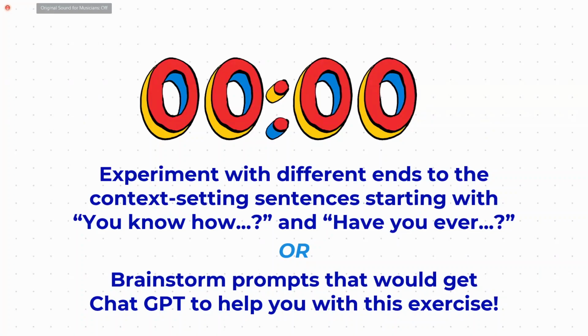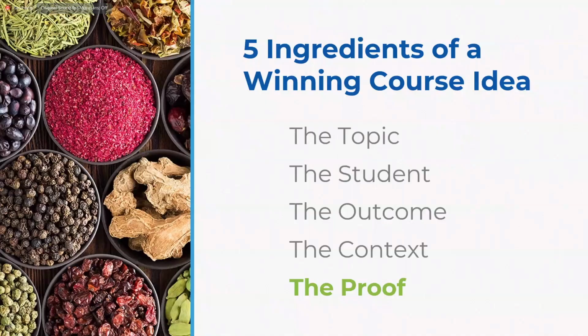So we've got 4 ingredients so far: the topic, the student, the outcome, and the context. Now we come to the 5th ingredient to a winning hybrid course idea, which is the proof. The point of a proof is that you want to share an example of your success, something that will give people confidence that all these things that you're saying are actually true, because talk is cheap. We all know marketers like to make things up and embellish their claims.